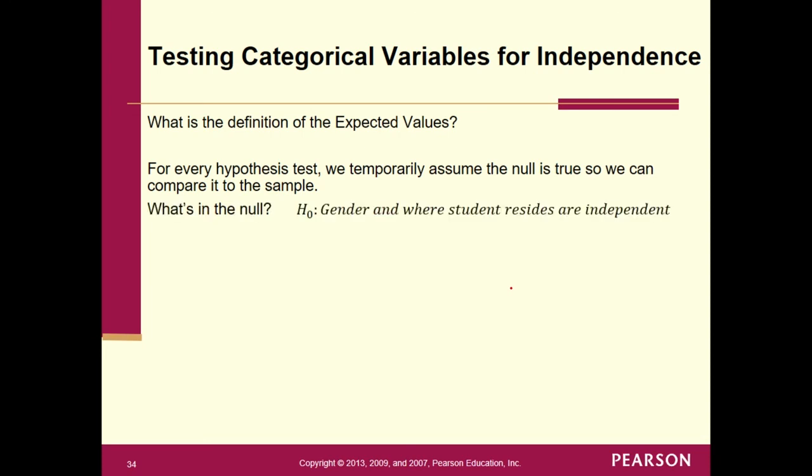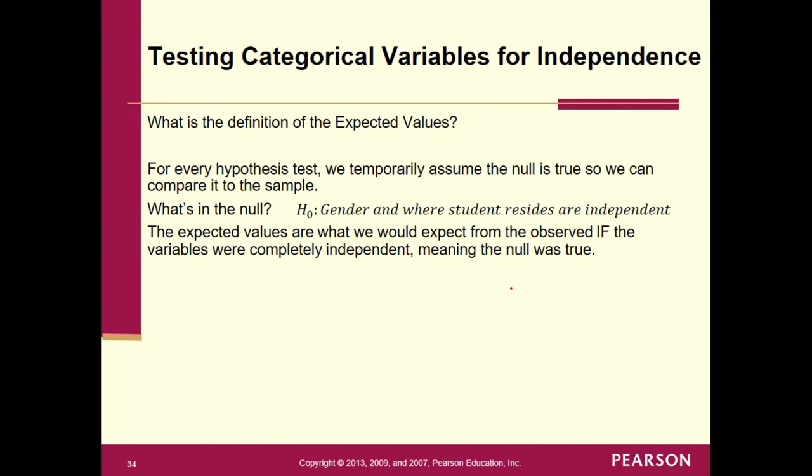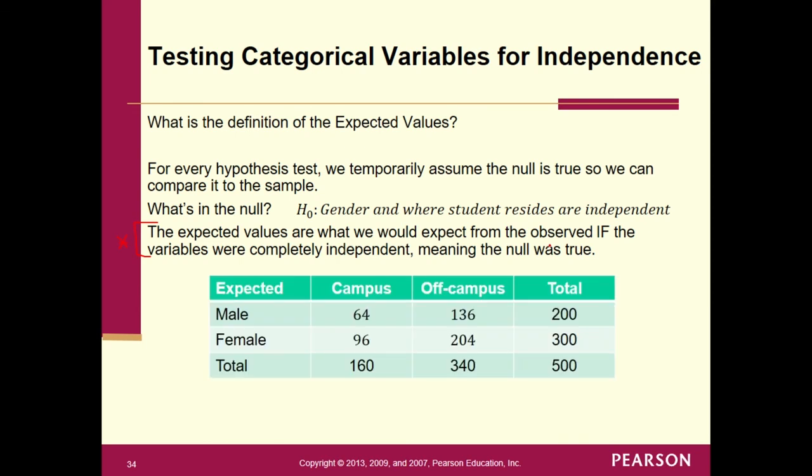So what's in the null? Let's think about this. We have gender and where a student resides are independent. Okay, they're independent. So the expected values, this is the important wording right here. The expected values are what we would expect from the observed if the variables were completely independent, meaning the null was true. So here are the expected values, all right? The 64, the 96, the 136, and the 204. Those are the expected values, all right?